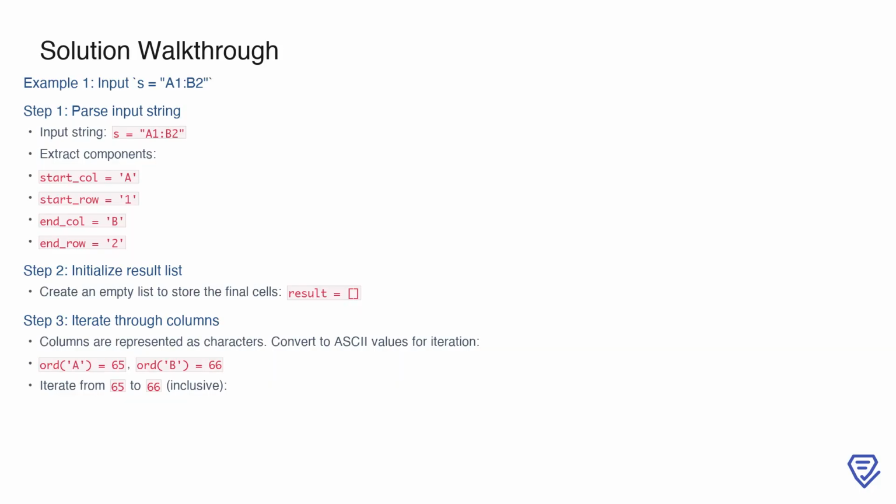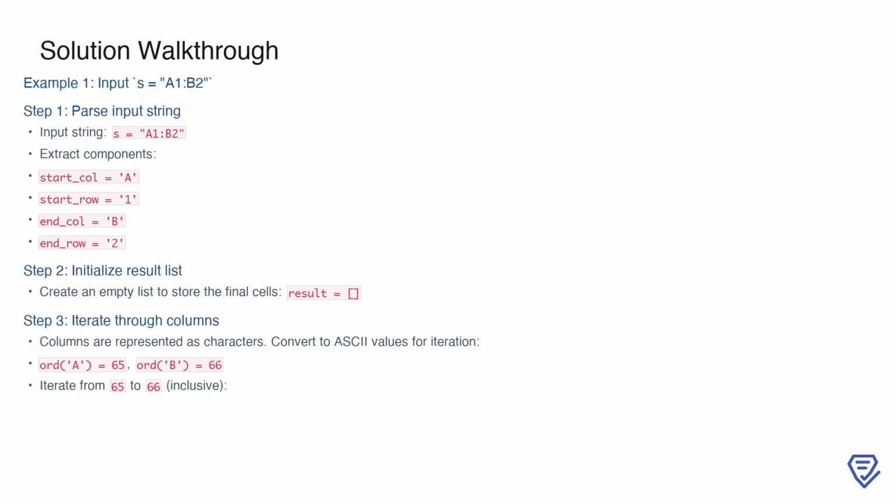In this example, the input string is s equals A1:B2. The first step is to parse the input string into its components. Here, start_col is extracted as A, start_row as 1, end_col as B, and end_row as 2. This breakdown allows us to clearly identify the starting and ending columns and rows of the range. Next, we initialize an empty list called result to store the final output.